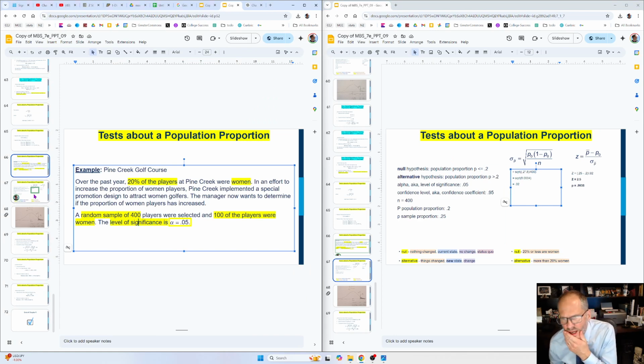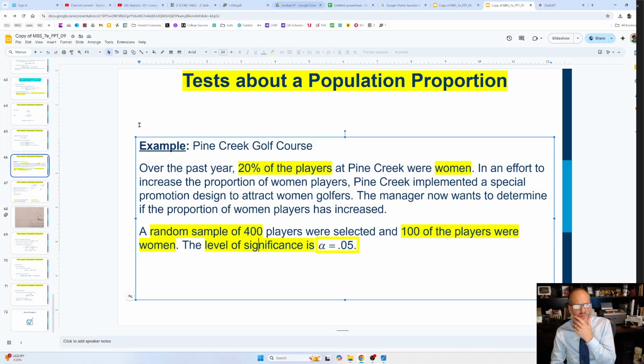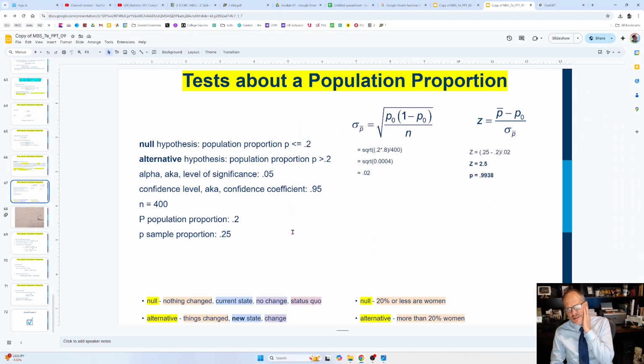And to fill it in, I'll just make this larger. I think we're done with that one. We'll make this one bigger, and we'll go to the next slide. To fill this in, we have the null hypothesis proportion is 0.2, and then we have 1 minus 0.2 is 0.8, and then we have 400 as our n, and we do the math on that. We get the square root of that, and that works out to 0.02.